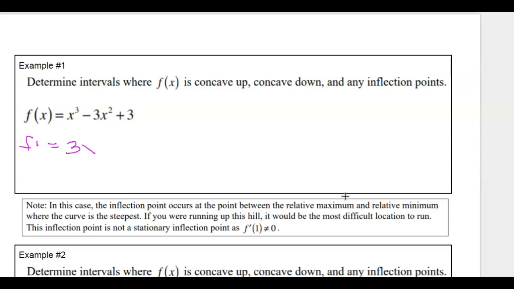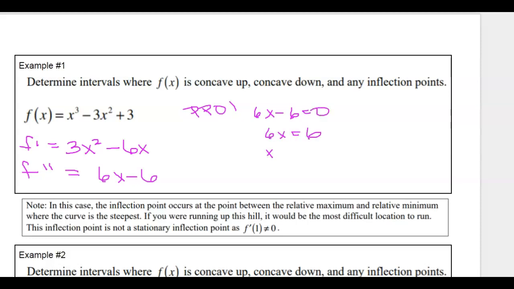So I get 3x squared minus 6x, and then we're going to set our second derivative. Notice I don't solve my first derivative or even find critical points at all if this is the only thing that I want. So we get 6x minus 6. Okay, so I call this my possible points of inflection. So I'm going to take my second derivative and set it equal to 0. We'll solve this. All right, so that's my possible point of inflection.